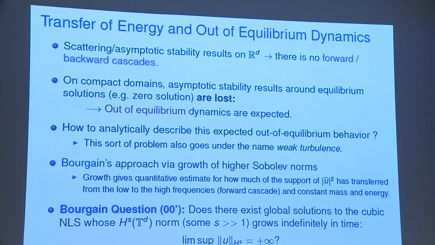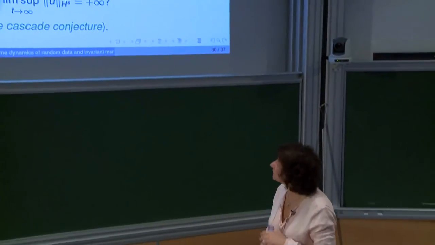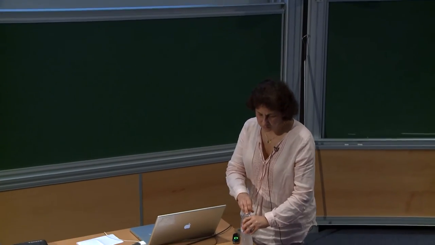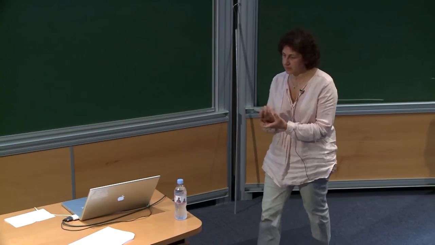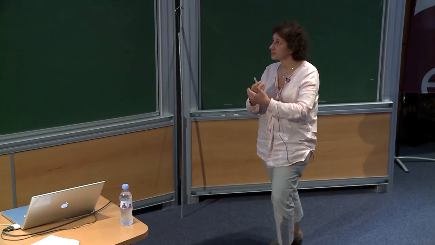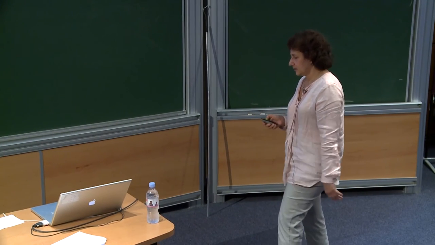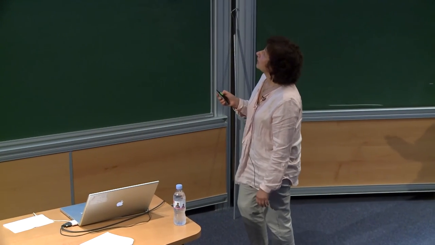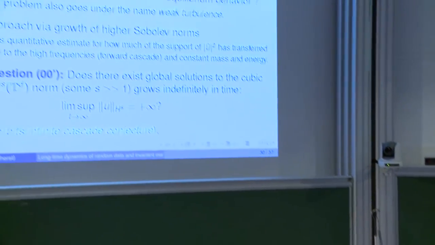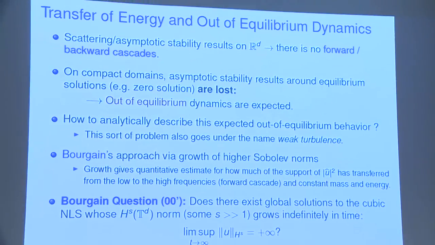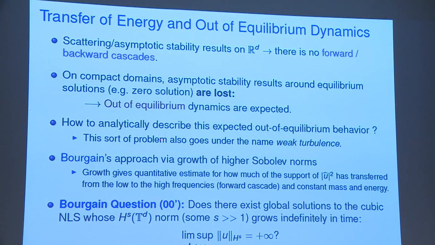And so what I want to talk about quickly now is this other result, which is actually the transfer of energy. This is related to the talk of Patrick, maybe the first day, but also to some lectures of Zacher. It's kind of the other side of what Zacher was describing last week. This is the typical question of the transfer of energy of out-of-equilibrium dynamics for NLS. Everybody knows that if you are on R^d and you have scattering, there are no cascades, and that on compact domains you lose that.